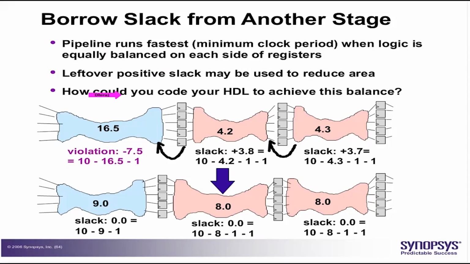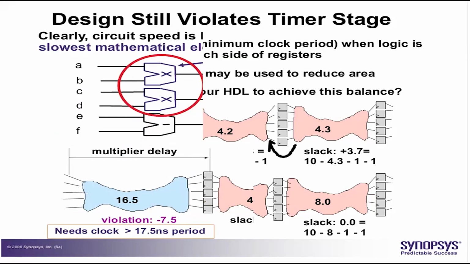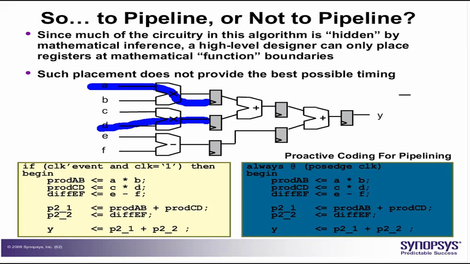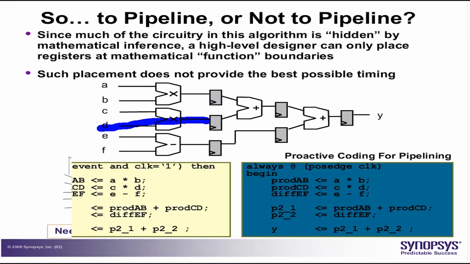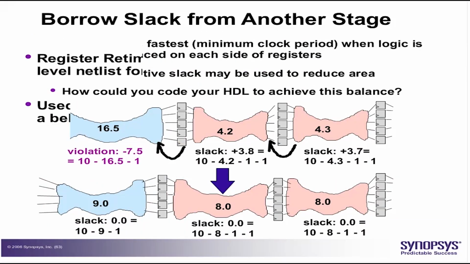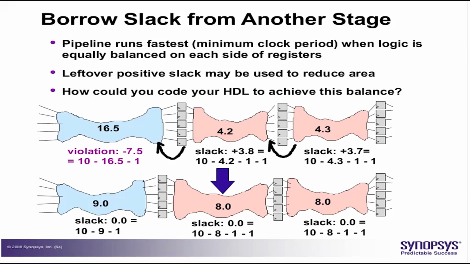The question is, can we code our HDL to achieve this balance? Answer is no, we cannot code our HDL. Why? Because we do not know or want to know the functionality of this multiplier. We are not implementing this multiplier by structure. We are just using a multiplication sign. We can only place flops at the logical boundaries, like done here. We cannot place flops in the middle of the multiplier because there is no structure of the multiplier in place in RTL. So the answer is we cannot code our HDL to achieve the balance.